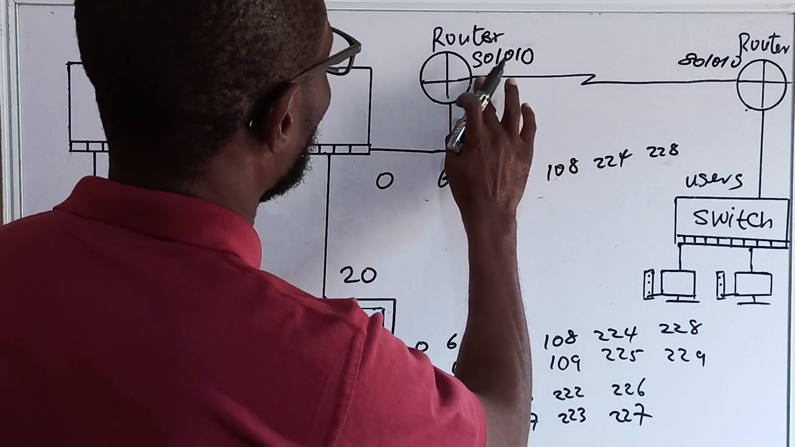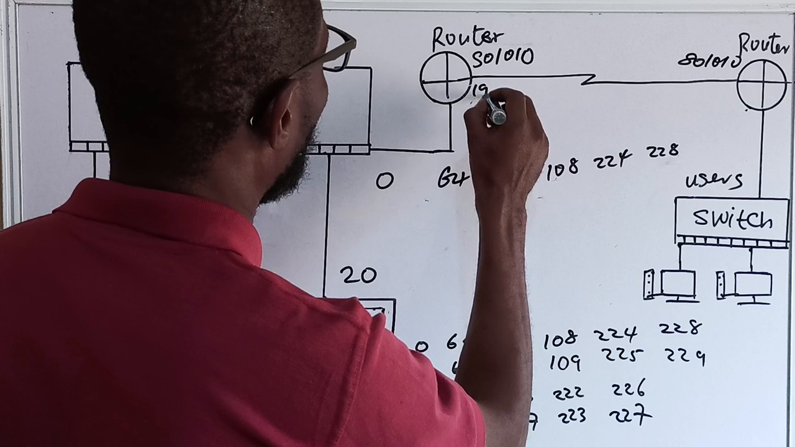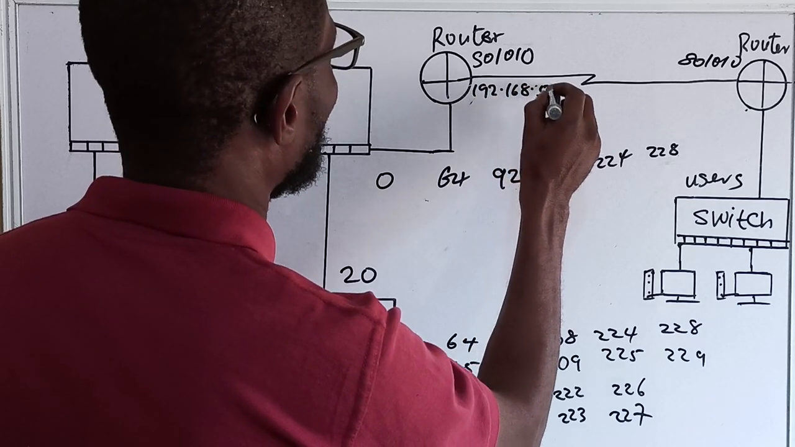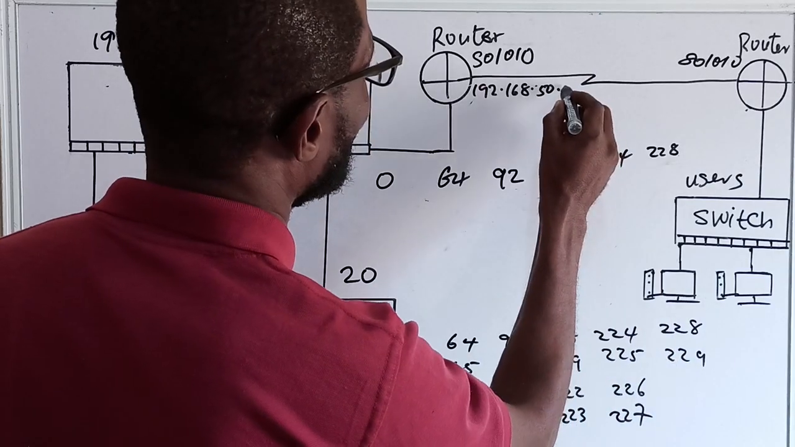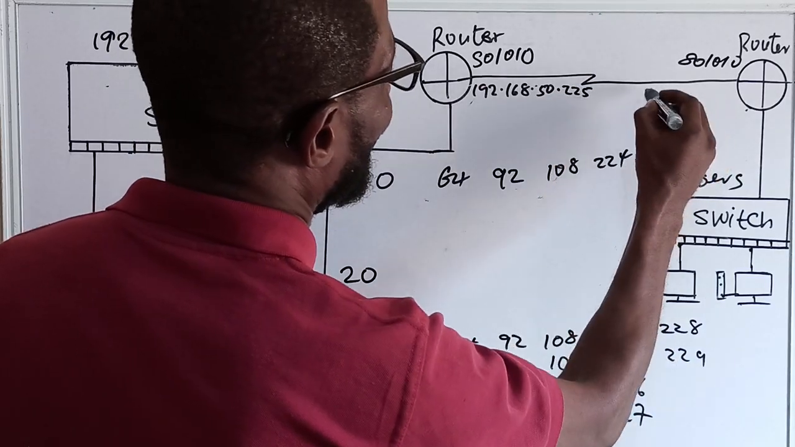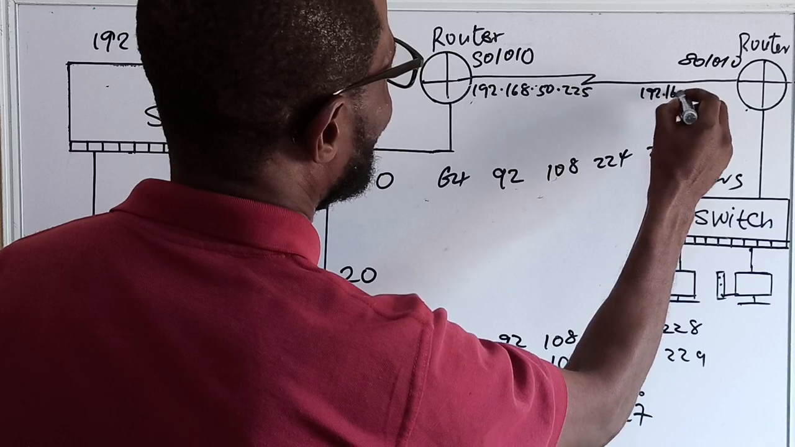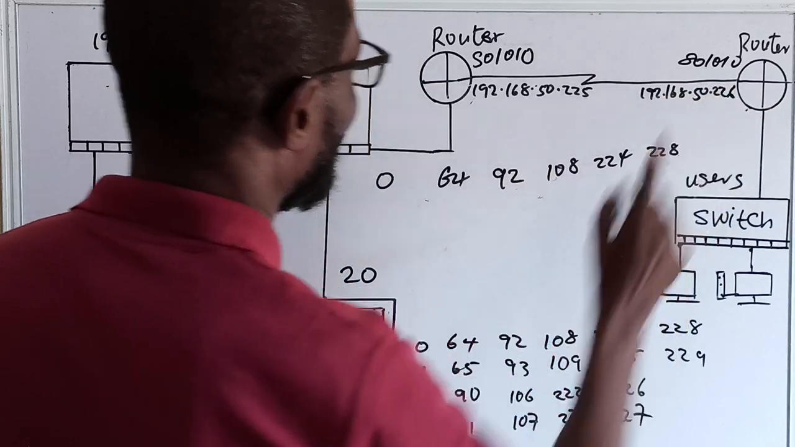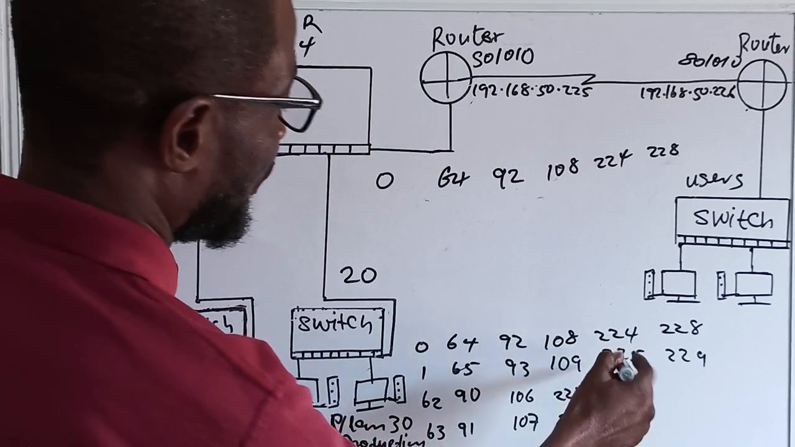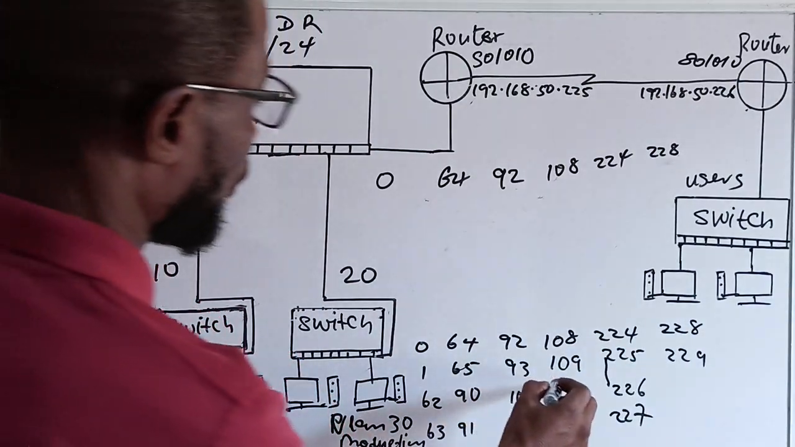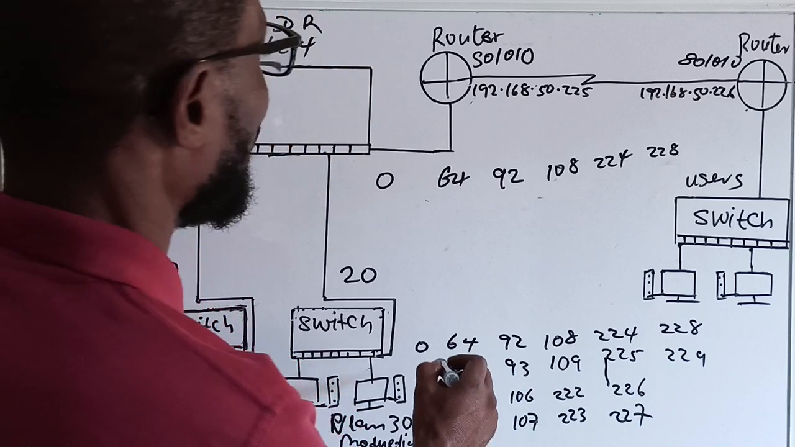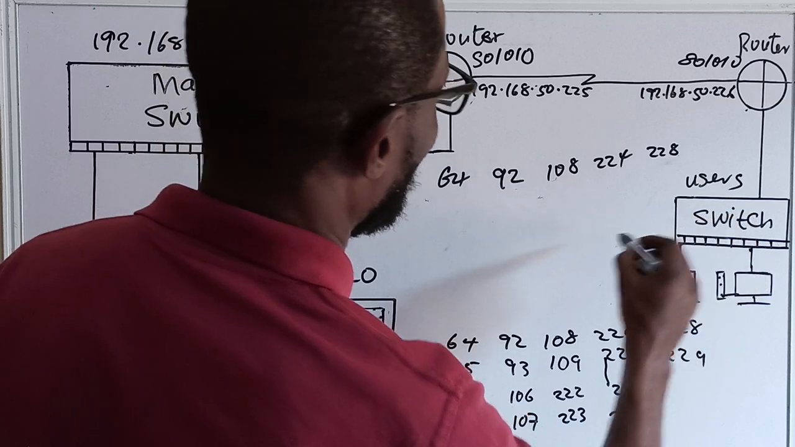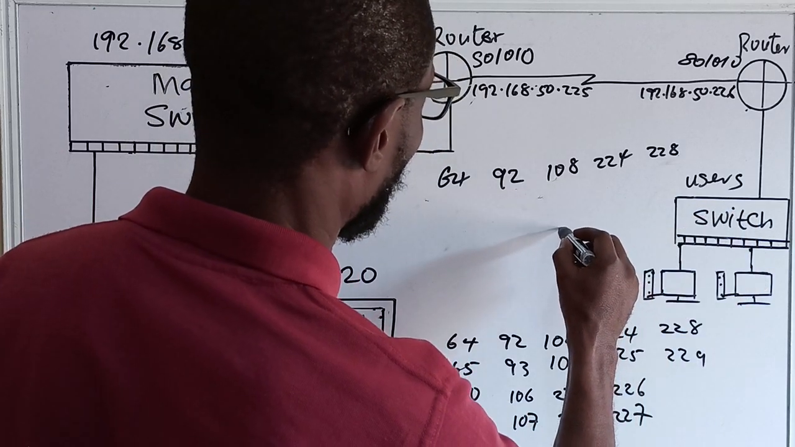So at the end, our last IP addresses, you can see 225 and 226. These are the two addresses we have here, 192.168.50.225 and 192.168.50.226, for these two links. These two IP addresses finish the link.